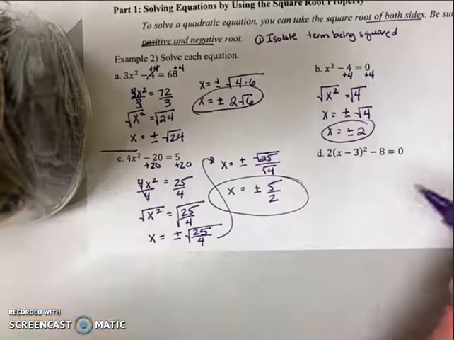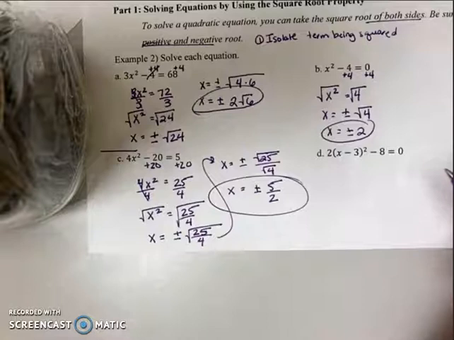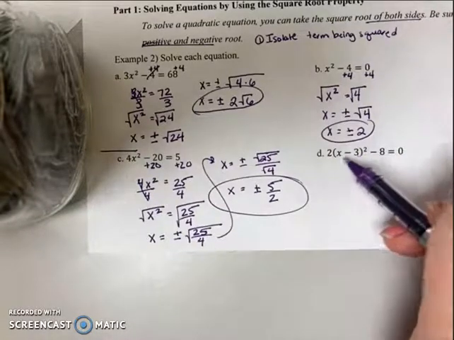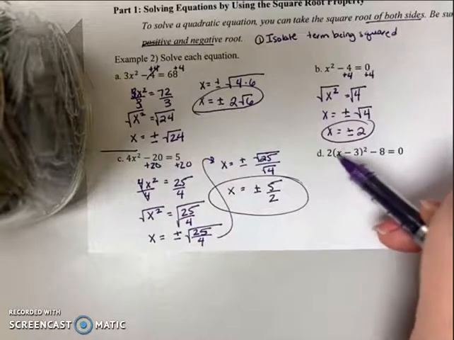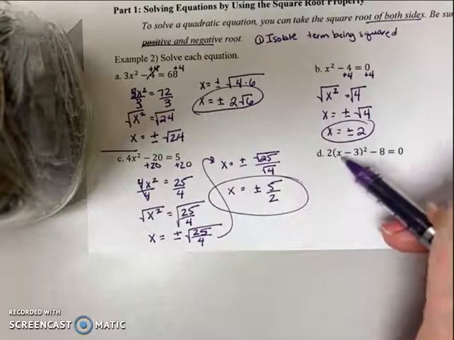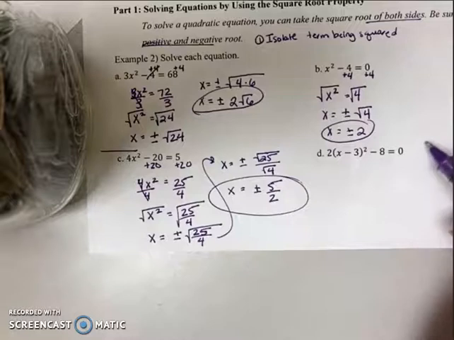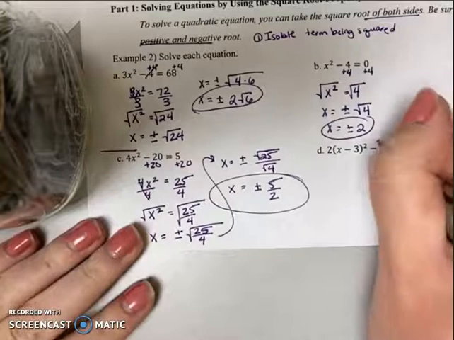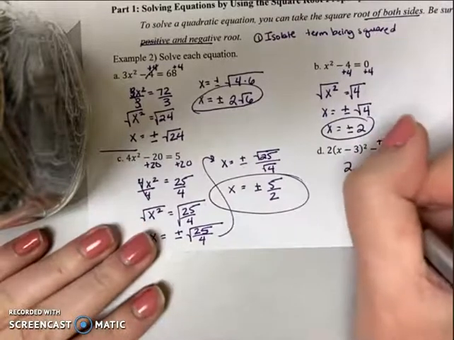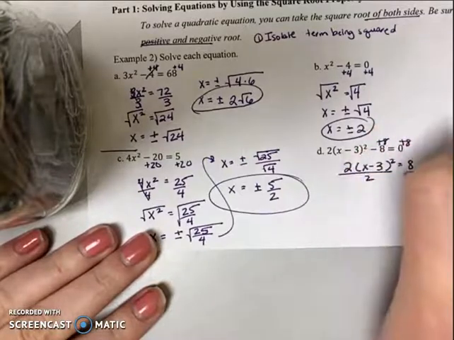All right, part D. Once again, the first step is to isolate the term that's being squared. The term that's being squared here is the x minus 3. So I need to isolate this parenthesis. You must add the 8 first and then divide by the 2. Okay, so I'm going to add the 8 first to each side. I have 2 times (x minus 3) squared equals 8. Okay, now I'm going to divide by 2.